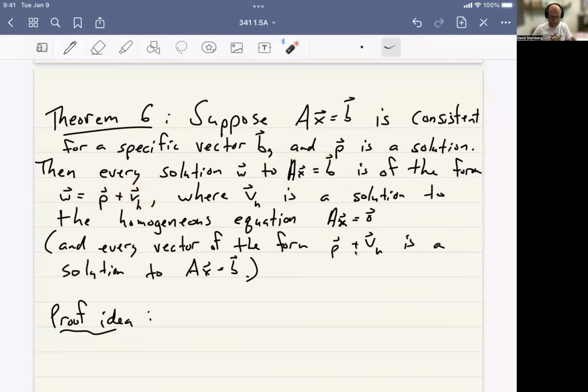Every solution to this equation is just P plus something else. So from one solution, we can generate them all from solutions to the homogeneous equation. Or the other way to think about it is that every solution contains sort of a kernel of all of the homogeneous solutions as well. And the proof idea is actually really cute, in as much as math can be cute.